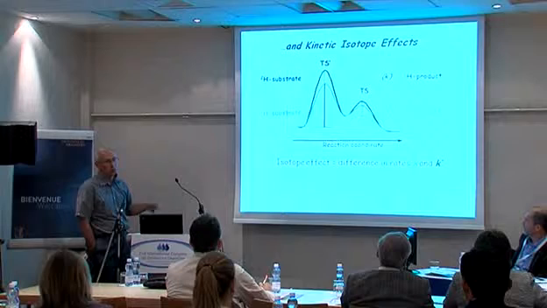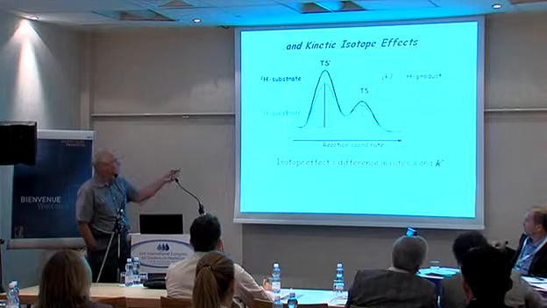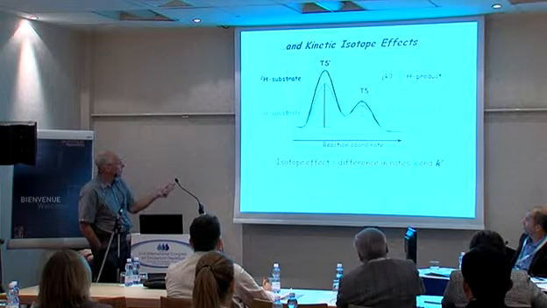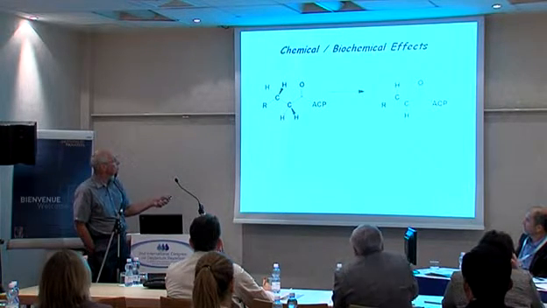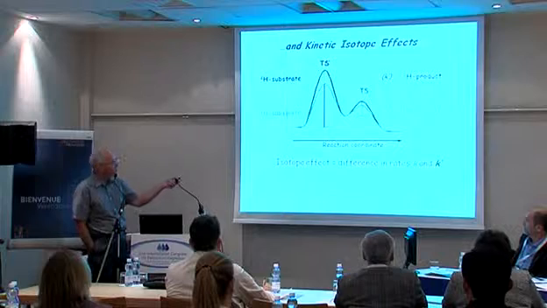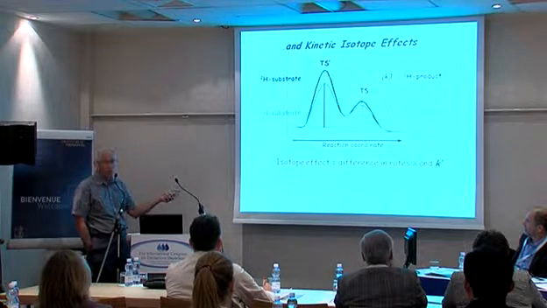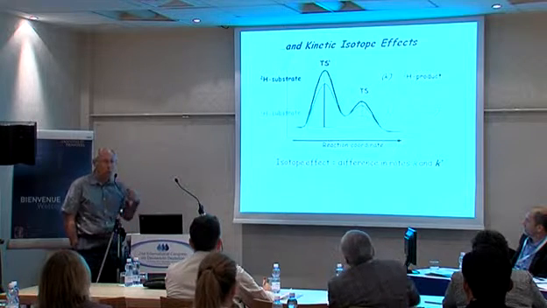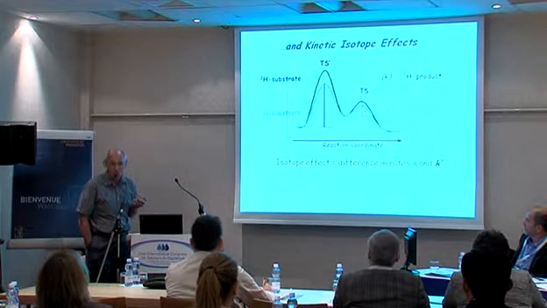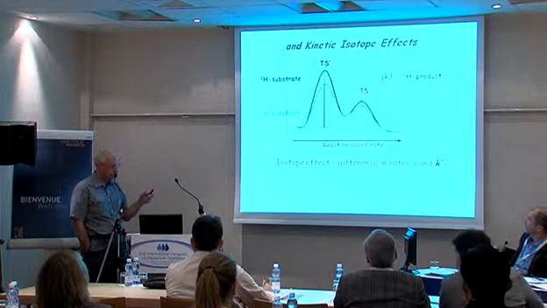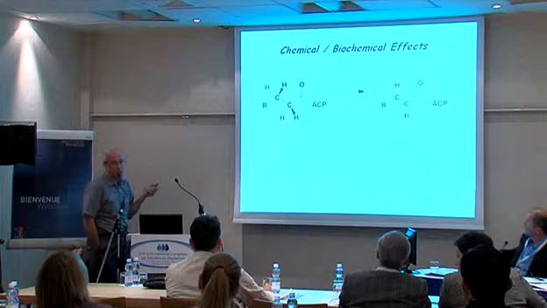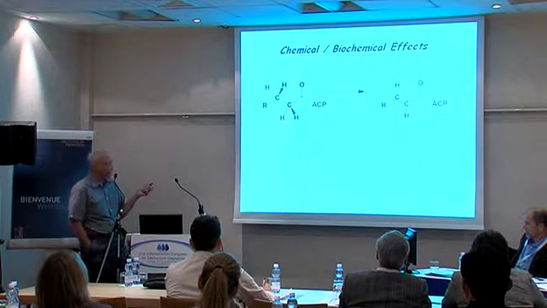So the carbon-deuterium bond needs a little bit more energy to break it, and therefore the transition state is a little bit higher, and therefore, of course, the kinetic rate with the deuterium is a bit lower than with the hydrogen, the protium, and therefore we select against deuterium in this particular reaction. To put an example on that, this is an example of a reaction in fatty acid biosynthesis that we're going to come back to later.